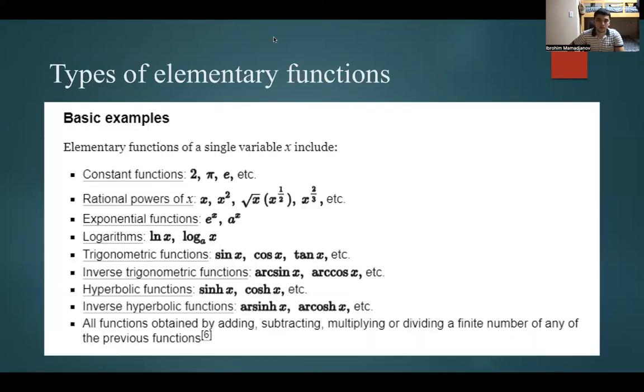Today I'm going to make a presentation about elementary functions. Okay, let's start. First of all, we should know about the types of elementary functions. The first is constant functions.